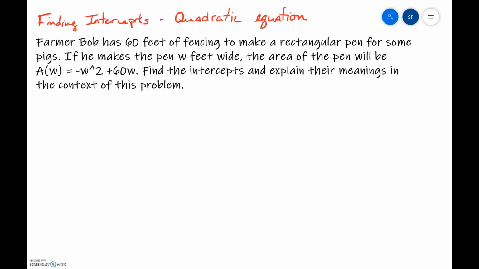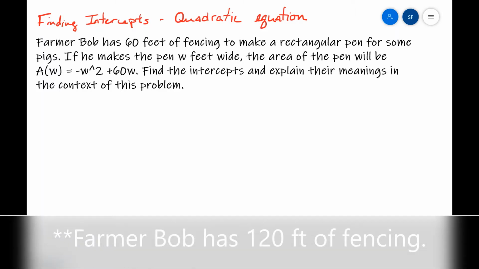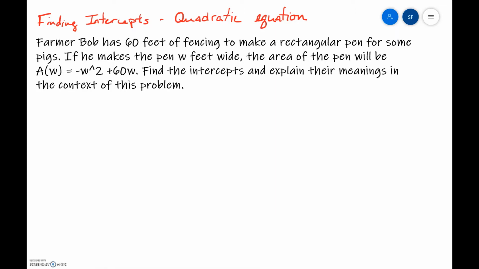So Farmer Bob has 60 feet of fencing to make a rectangular pen for some pigs. If he makes the pen W feet wide, the area of the pen will be A of W equals negative W squared plus 60W. Find the intercepts and explain their meanings in the context of this problem.